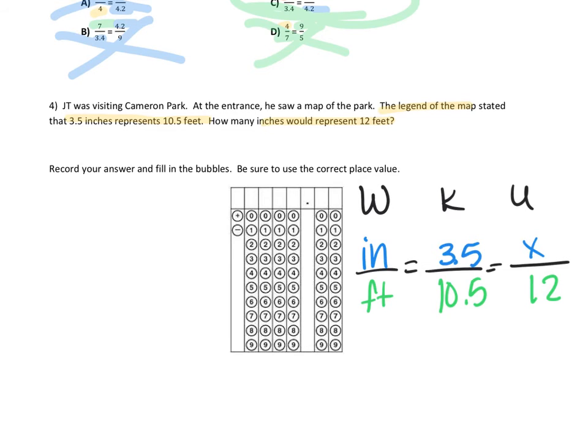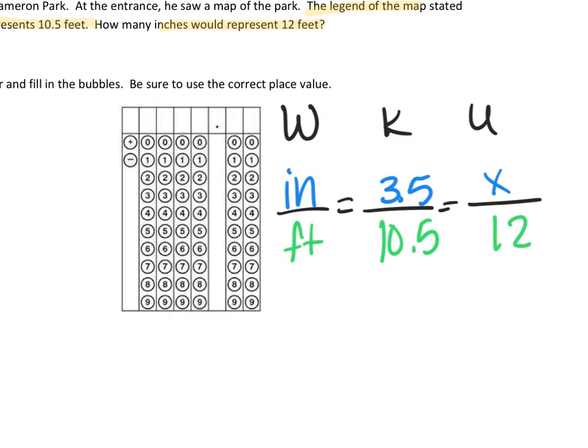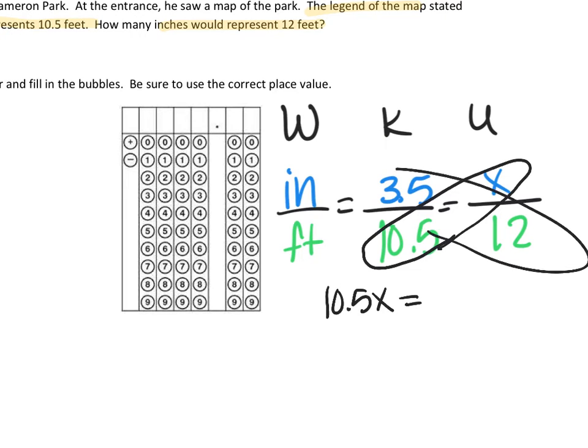I should be able to cross multiply here and do 10.5 times X. And then 12 times 3.5. I'm going to come up here and do that math. What'd y'all get? 42. Okay. Perfect.